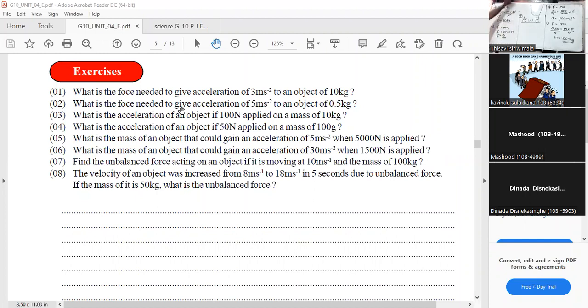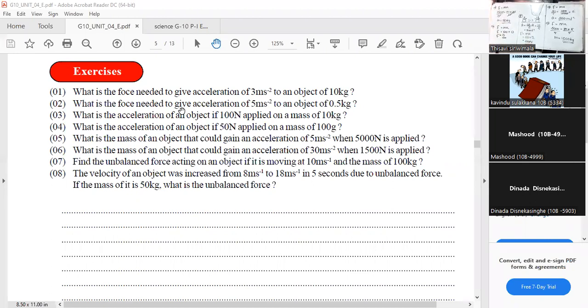First of all, we have to find the acceleration. So the acceleration equals final velocity minus starting velocity divided by 5. 18 minus 8, 10. 10 divided by 5 will be 2 ms minus 2. Then apply the formula. F equals ma. Mass is 50 kg. Acceleration is 2. The unbalanced force acted was 100 Newton.